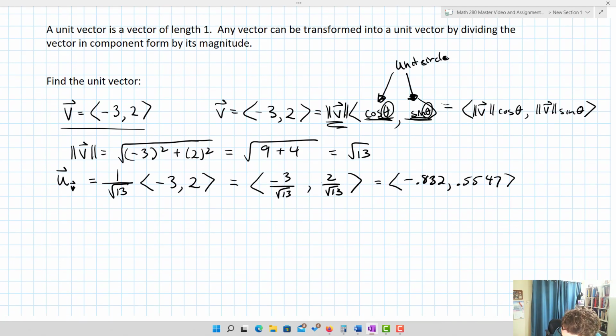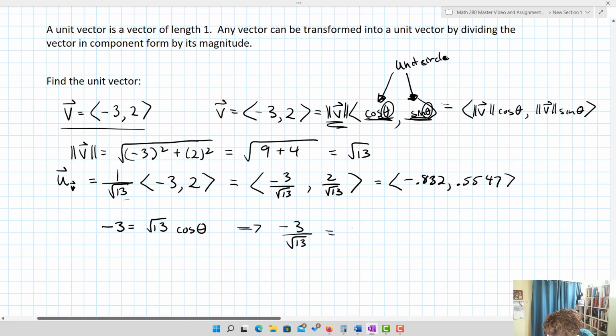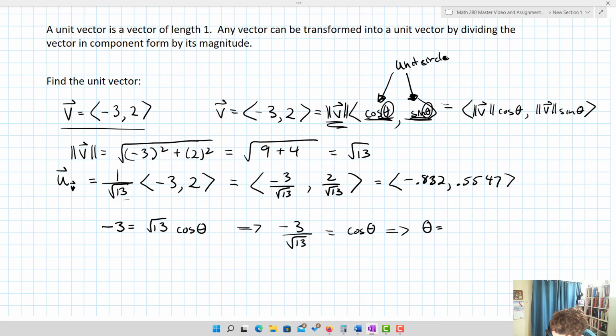So I'll say -3 equals, and I already know the magnitude is root 13, times cosine theta. So -3 equals root 13 cosine theta, and so -3 over root 13 equals cosine of theta. That gives me theta, and when we plug it in, we get theta equals 2.5536, essentially.